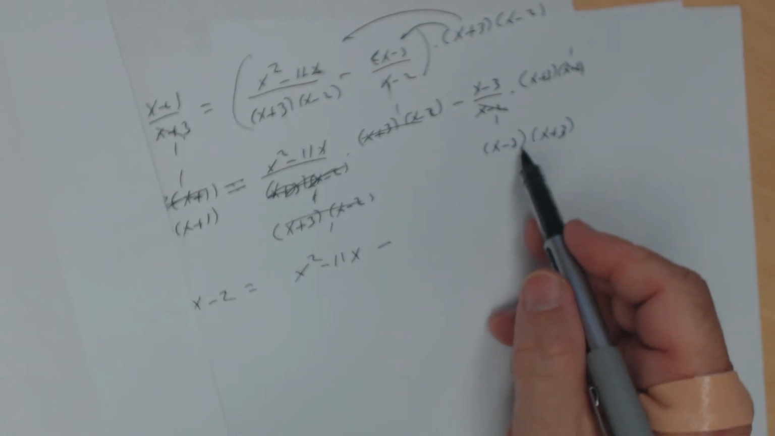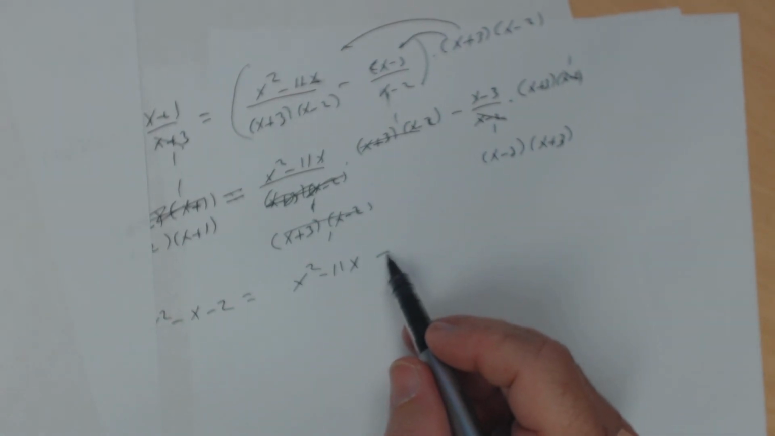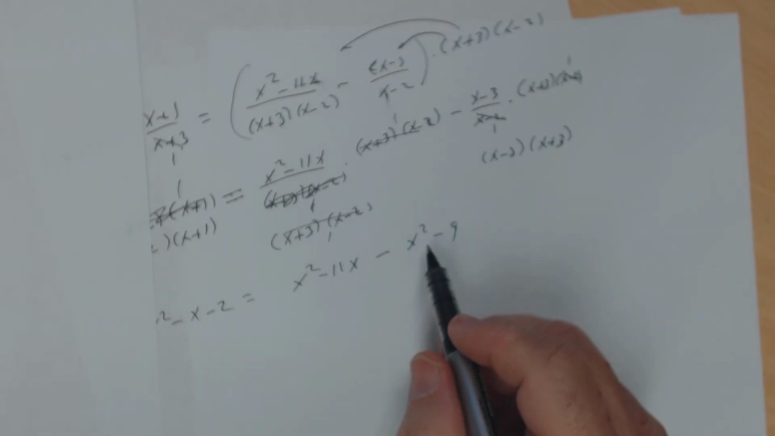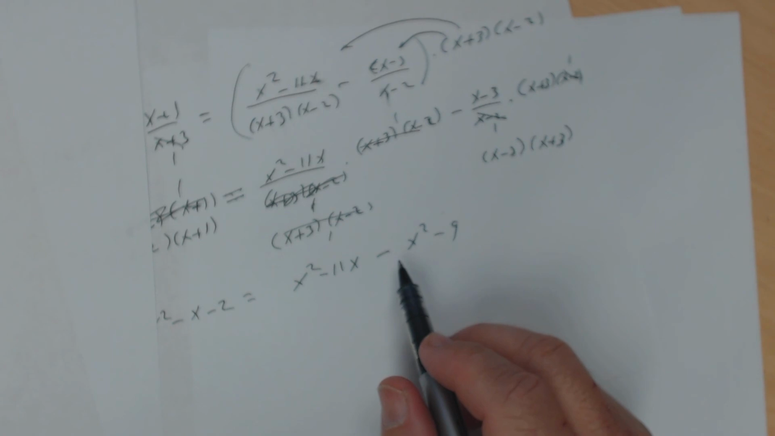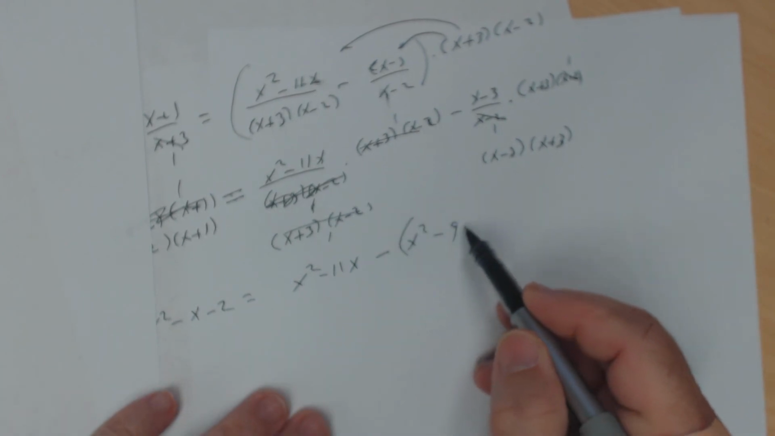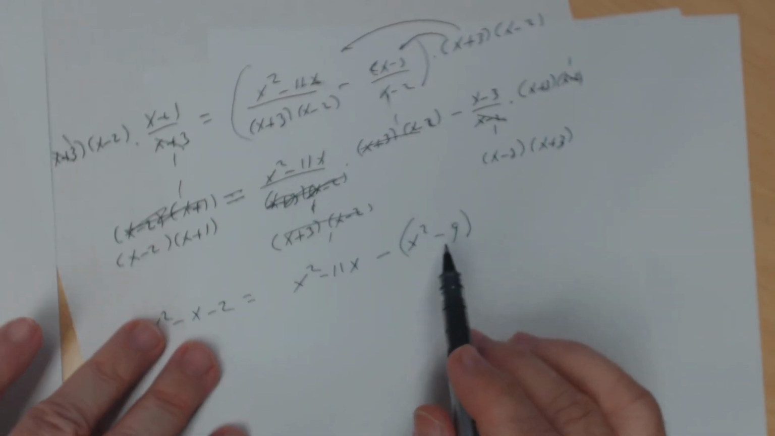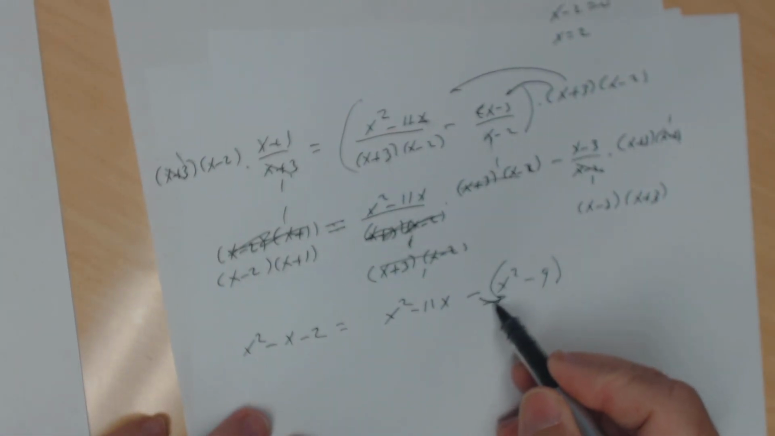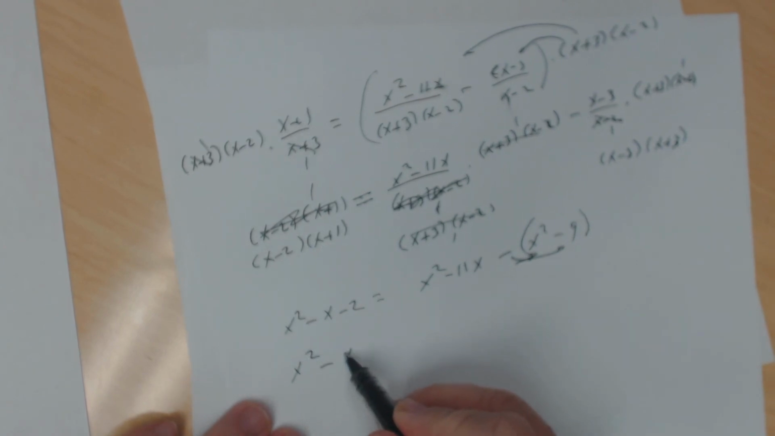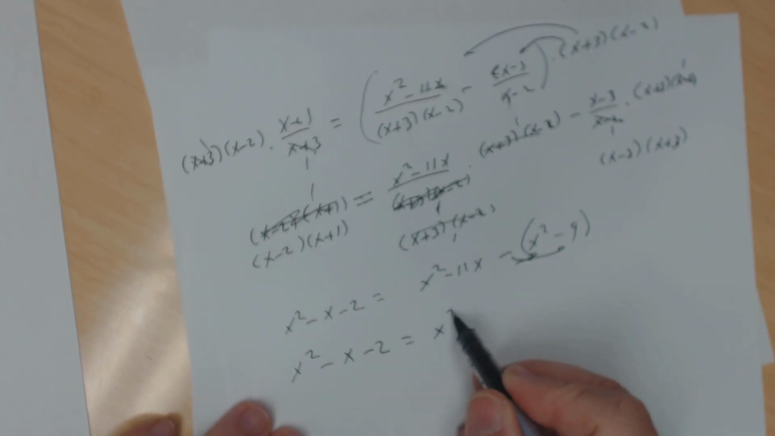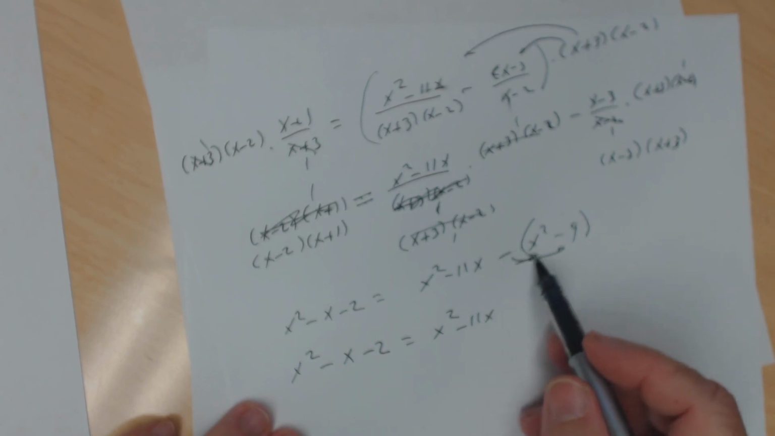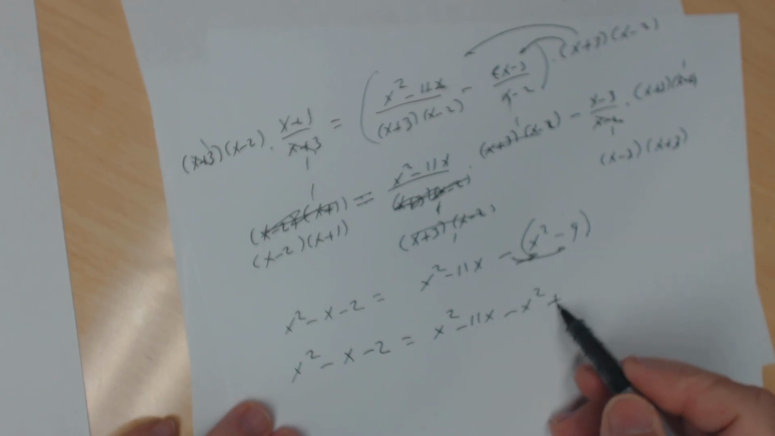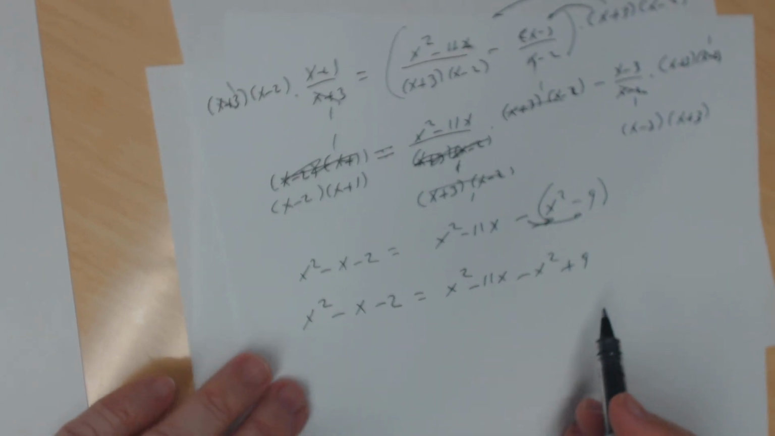So that goes here. Now be careful, you're subtracting, so you can easily mess up. You're going to say x squared minus 9 like this, and that's not true. You're not subtracting x squared, you're subtracting x squared minus 9, so you have to put that in parentheses. And now distributing this, I get x squared minus x minus 2 equal x squared minus 11x. Now when I distribute the negative 3 here, that becomes minus x squared and then plus 9. That's what you end up with.